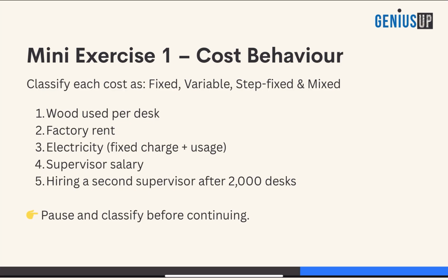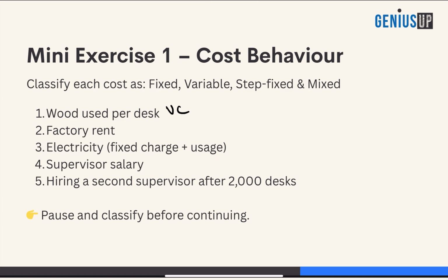We have wood used per desk. So the wood used per desk is, you would have guessed, a variable cost. And I'm saying it's a variable cost because wood is more of like direct material. If you produce more tables, it means that you need more wood, and then the cost will be directly proportional to how much you produce.